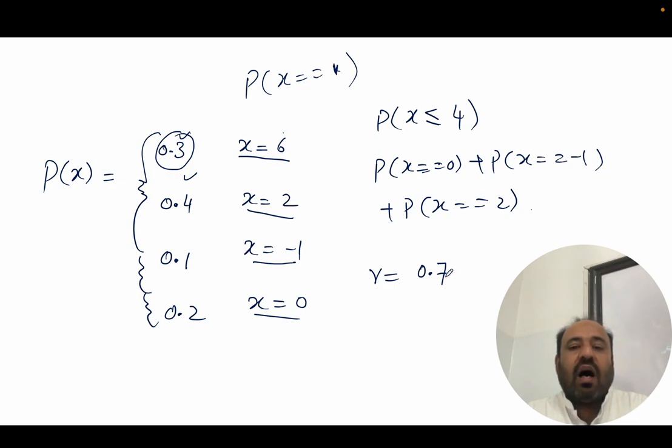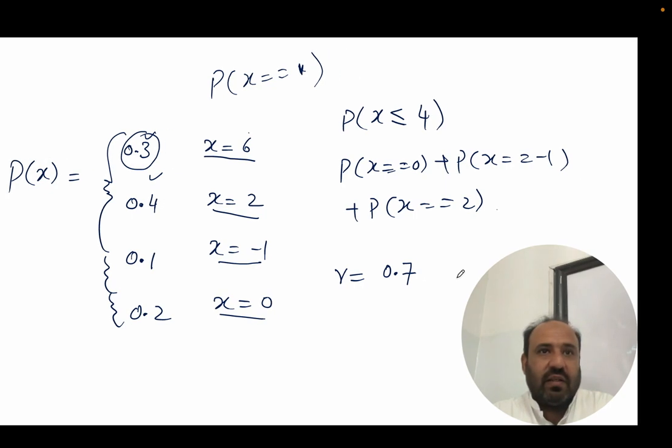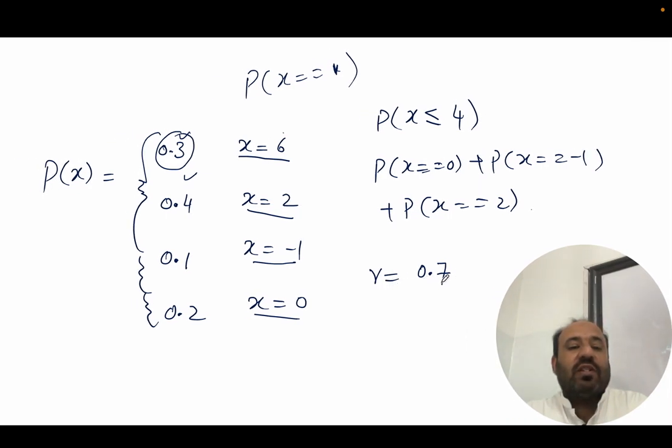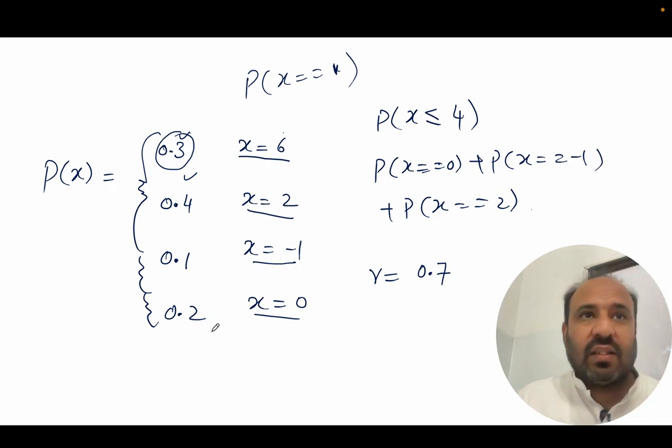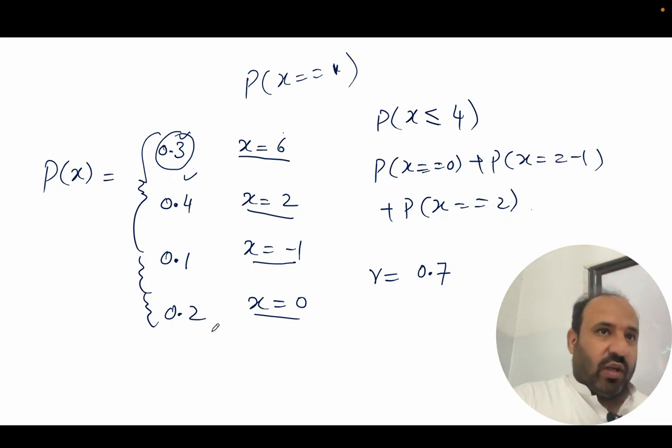Let's say R is 0.7. If R is 0.7, what should have been returned from here? Nothing. R represents a uniform probability. If it is between 0 and 0.1, then it should be minus 1. So left limit and right limit.